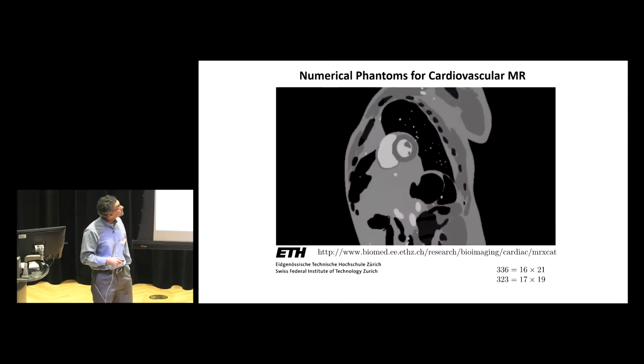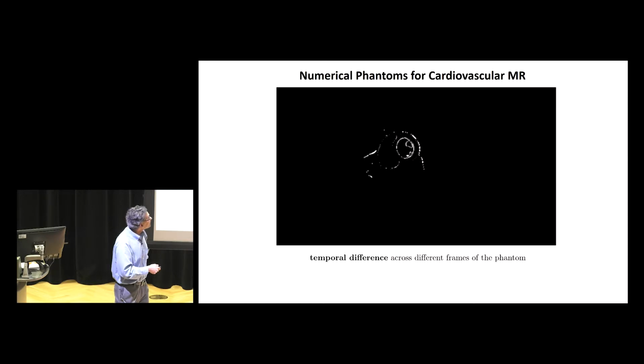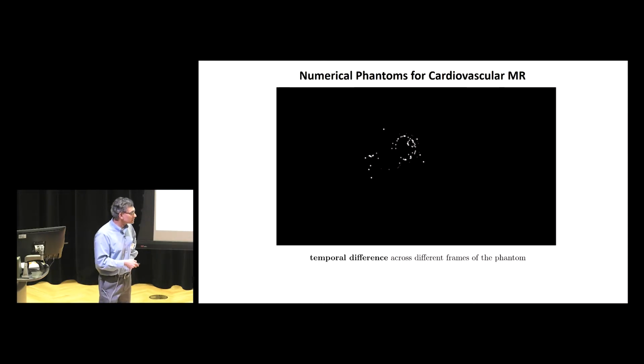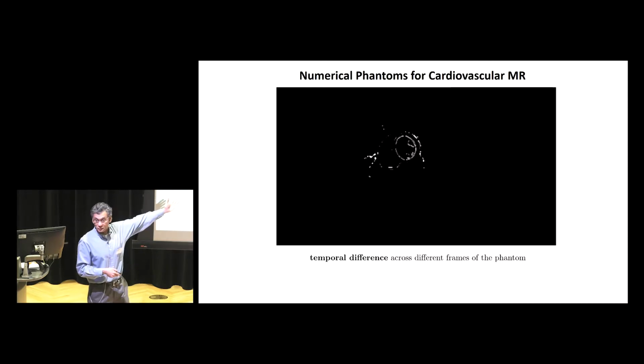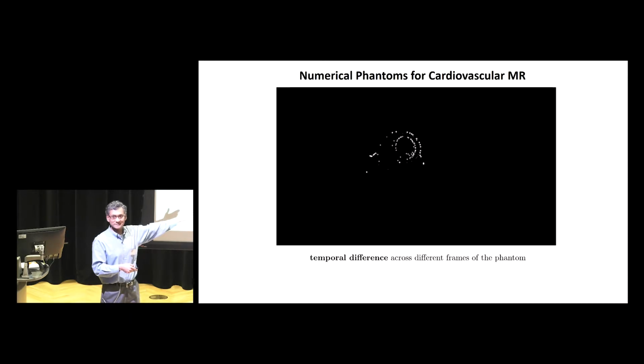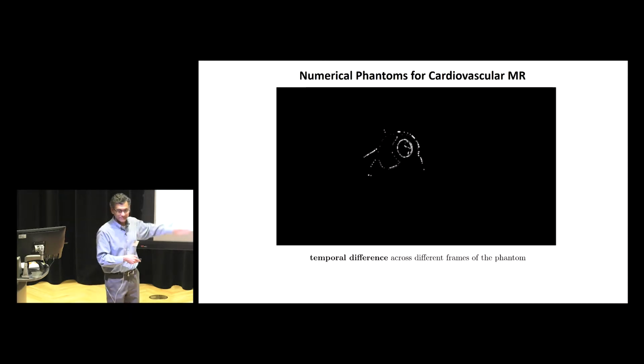So here's a cartoon simulation of numerical phantoms for the cardiovascular MR. This was courtesy of ETH. And this is a 336 by 323 image. So this is your cardiac cartoon of the heart beating up and down. We exploit the temporal difference across different frames of the phantom. So that's where the sparsity is coming from. Across time, you have very few samples. So it's not uniformly distributed, but nonetheless, the thing works.